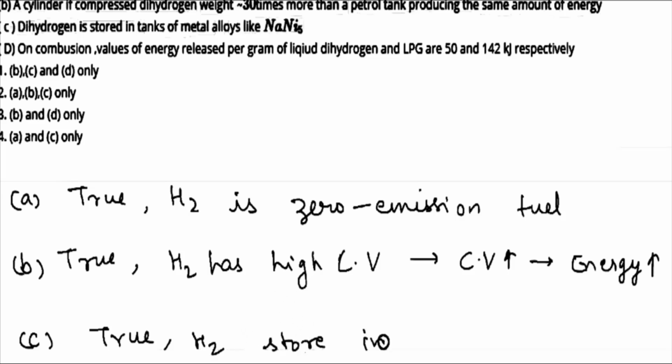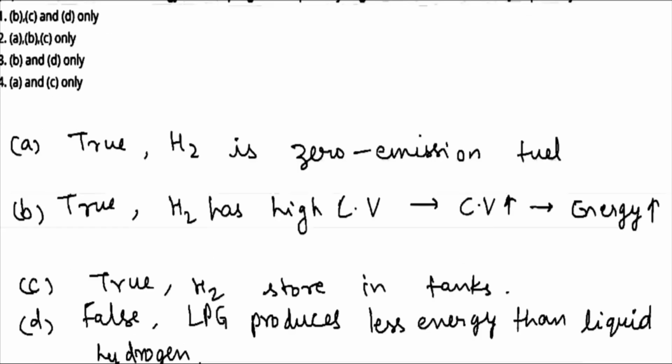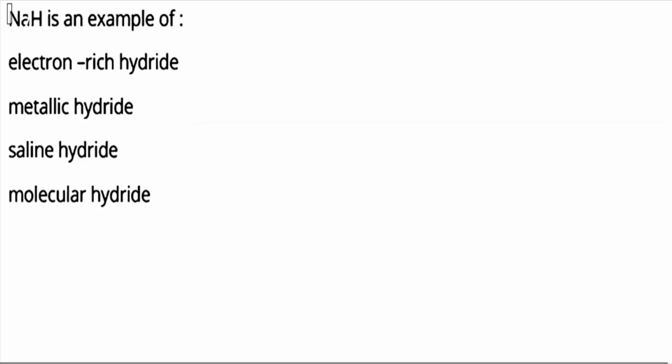Our D statement is that on combustion, the energy released per gram of liquid hydrogen and LPG is 50 and 142 kilojoules respectively. Our D statement is false because LPG produces less energy than liquid hydrogen. So our statements A, B, C are correct, so our option number second is correct. Thank you.